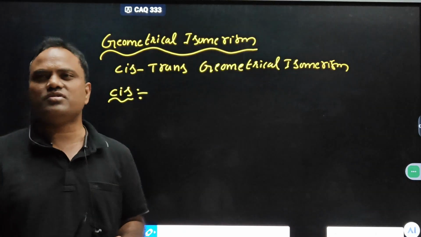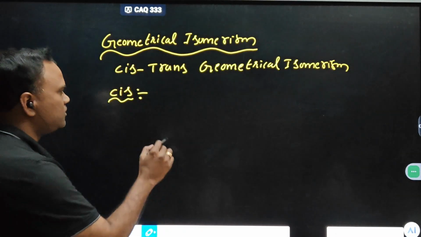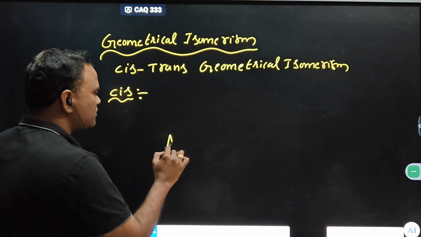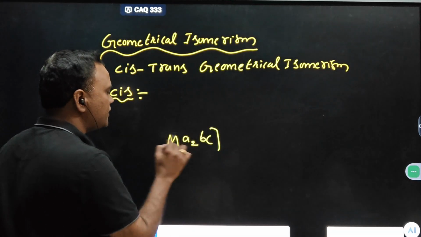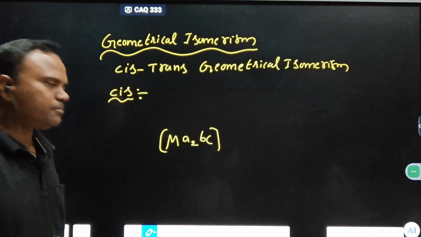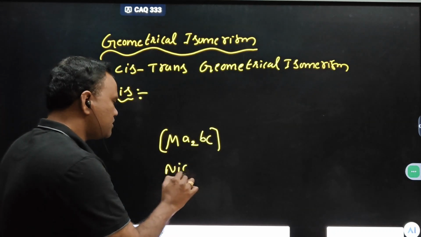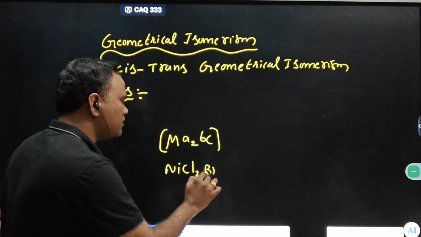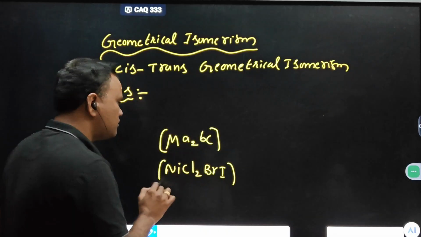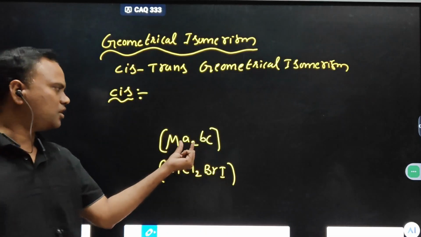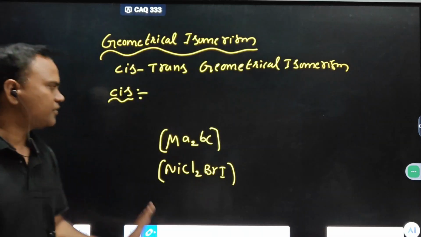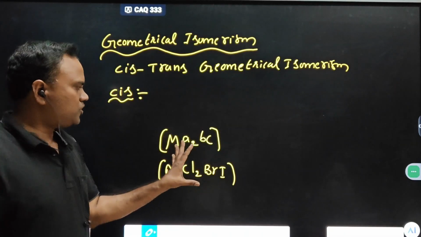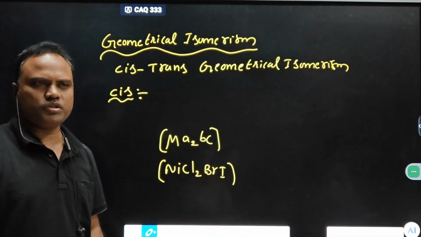In complex compounds, this is defined like this. Once look at this. I am taking an Ma2Bc type ligand complex. Ma2Bc type means nickel Cl2 bromine iodine. I am drawing this complex in different forms.